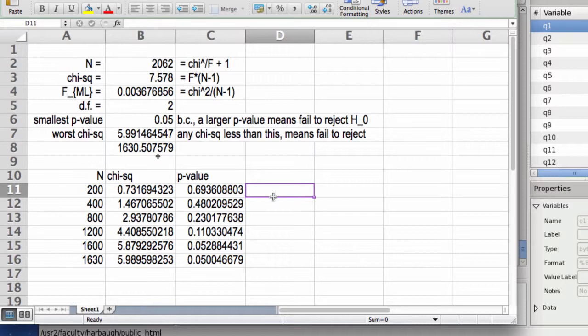Because the chi-square is understood to be sensitive. So this number is, that's why we use this number.